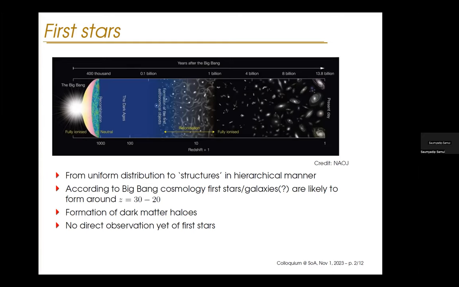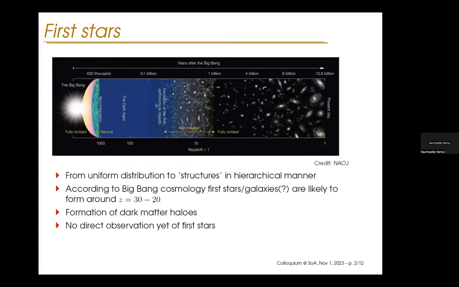How the universe, which started from an almost homogeneous state, came to today's universe is generally described by what is known as Big Bang cosmology. And according to Big Bang cosmology, things like stars and galaxies are formed in a hierarchical manner. What do you mean by hierarchical manner? It means the smallest things, let's say the smallest galaxies, are formed first. From there, bigger and bigger galaxies are formed later and later.